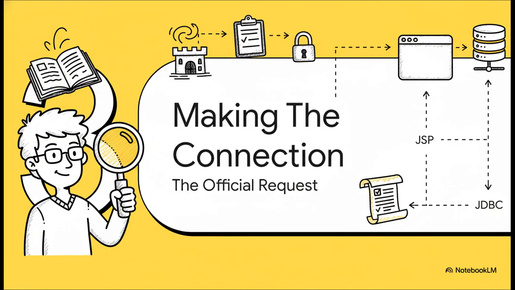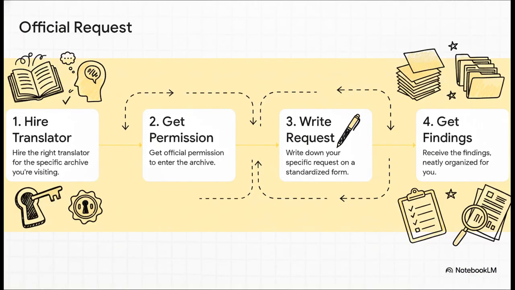So how does our researcher actually get that information? Well, it's not a free-for-all. You can't just walk in and start grabbing things. There's a formal process, kind of like an official request protocol, that makes sure everything is done in a secure and orderly way. Let's walk through that protocol right now. This whole process really boils down to 4 clear steps.